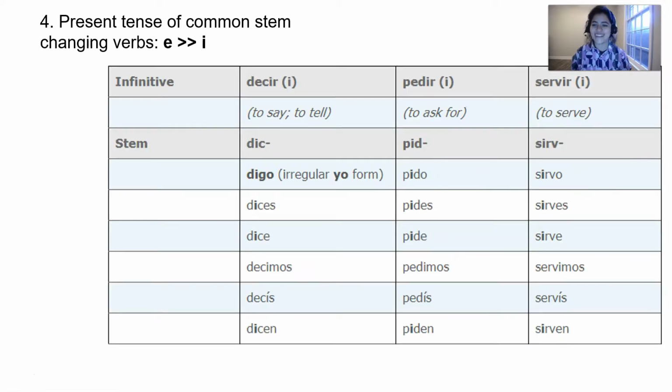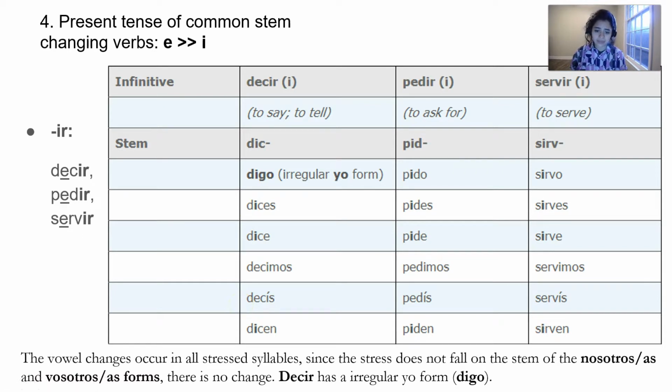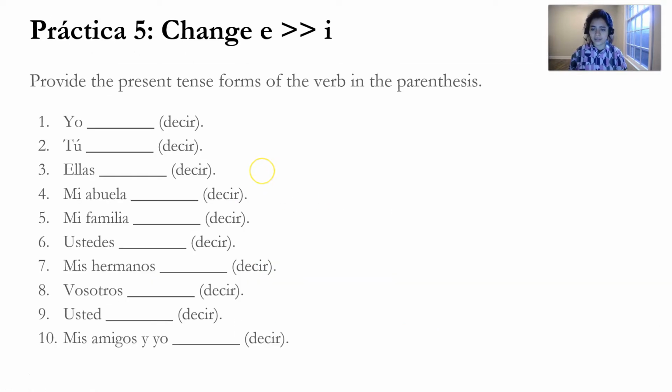Okay, number 4. Present tense of common stem changing verbs from E to I. So here we just have IR verbs like decir, to say, pedir, to ask, servir, to serve. So as you can see, the E changed to I in all the forms except the nosotros and vosotros form, as we have already said before. And also notice that the verb decir in the yo form is very irregular because it undergoes a stem change, but it also undergoes a yo form, irregular form. So decir, yo digo.